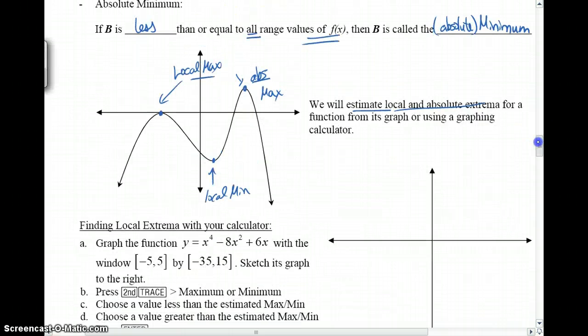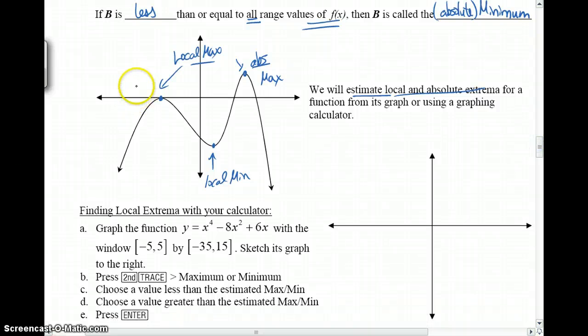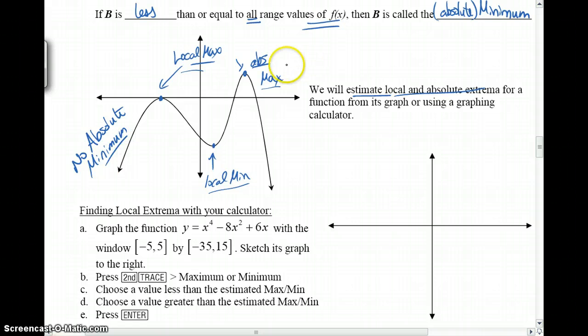And we looked at a graph, and we looked at where the local max and the absolute max are. We found the local or relative min, and we noticed that there is no absolute minimum. There is an absolute maximum, but there is no absolute minimum. We can see that, and I'll highlight it in red. We see it because the graph continues down to negative infinity in both directions.